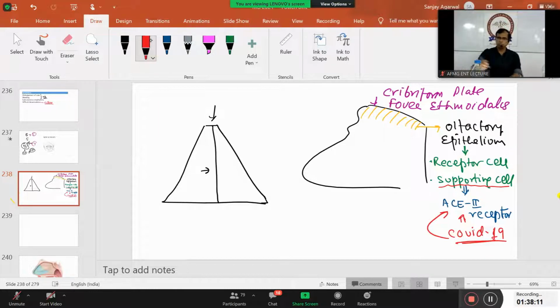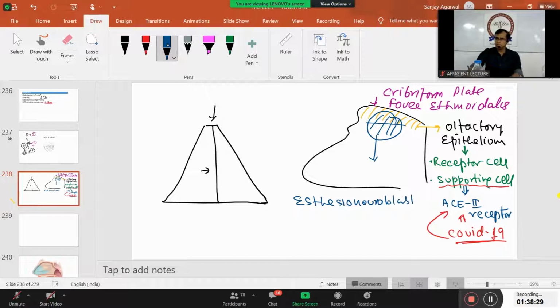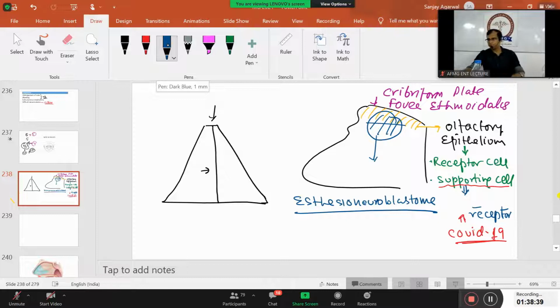Second thing about the roof we have to know is that in the roof, a tumor can arise from this olfactory epithelium. And they ask you the name of this tumor from the olfactory epithelium. It is called neuroblastoma. Just remember the name of the tumor and the fact that this tumor arises from the olfactory epithelium. So they can ask you whether the tumor arises from the olfactory epithelium, then before it, they look at neuroblastoma.